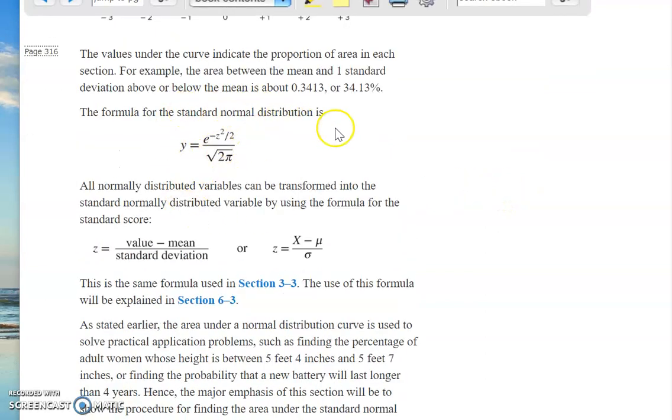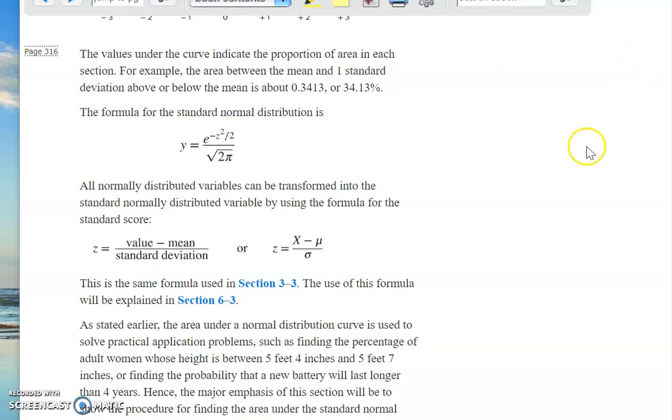Okay, the formula for the standard normal distribution is this, and I'll let you look in your own book. You can compare that to the distribution for the regular normal distribution. The normal distribution has a formula. This is the standard normal distribution. It has a different formula, so it's a simpler formula. However, we still are not going to use this formula. It's still too hard. What we're going to do is we are going to use a table.